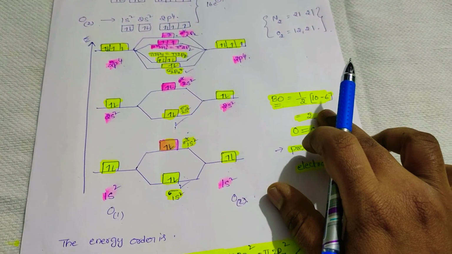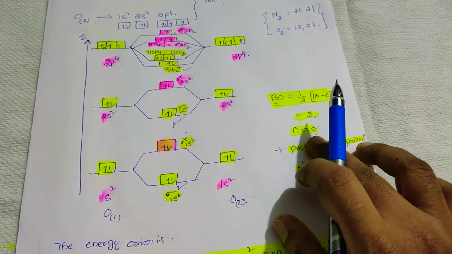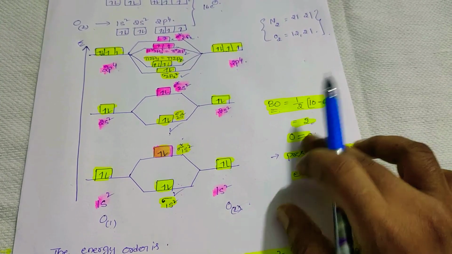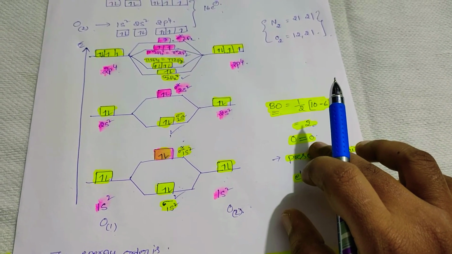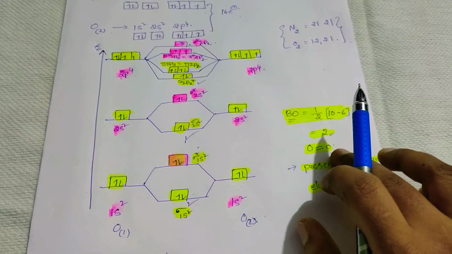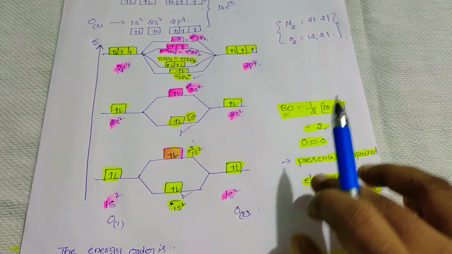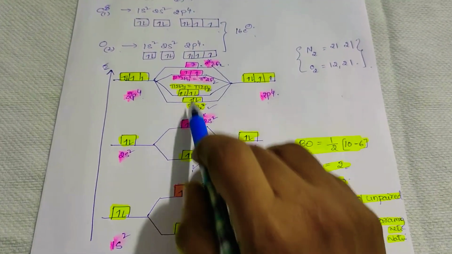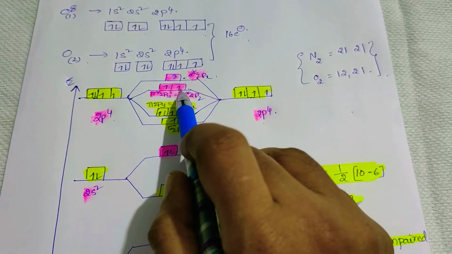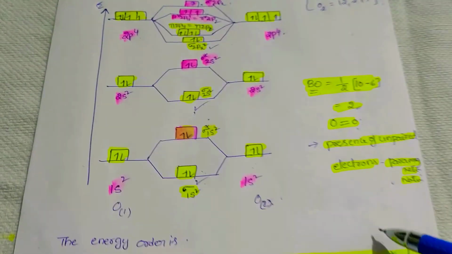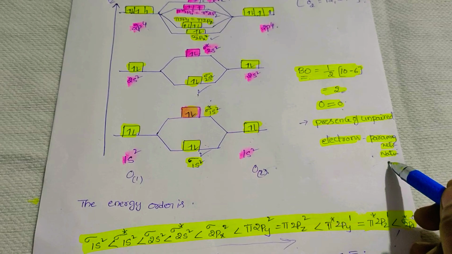The bond order of the oxygen molecule is 2. If the bond order is 2, the number of bonds between the two oxygen atoms is 2, so oxygen has a double bond. It has the presence of unpaired electrons. This is the presence of unpaired electrons, so it is paramagnetic in nature.